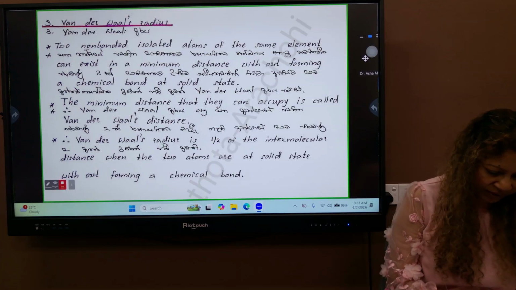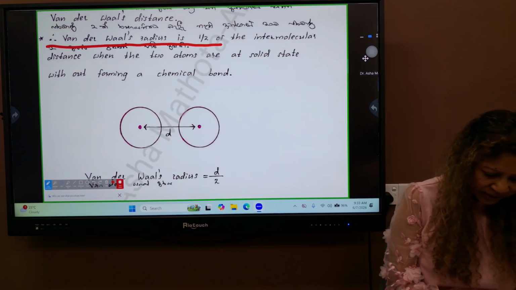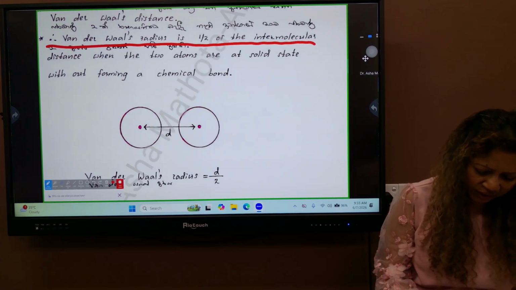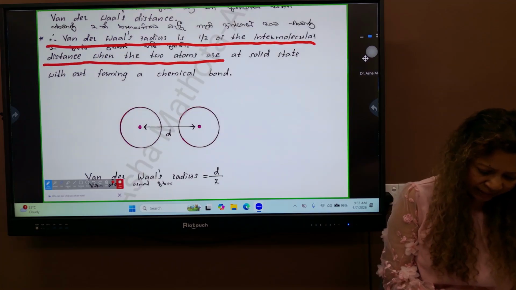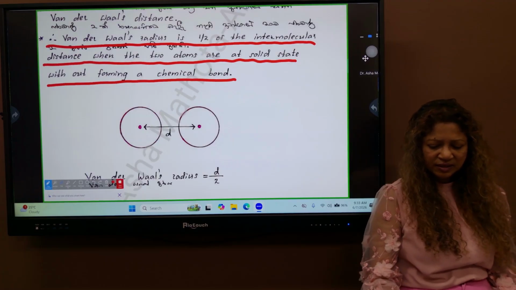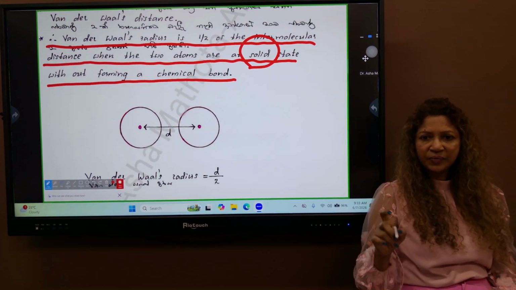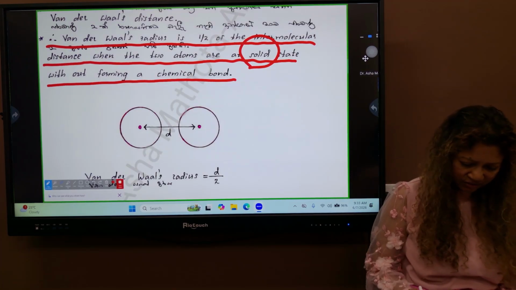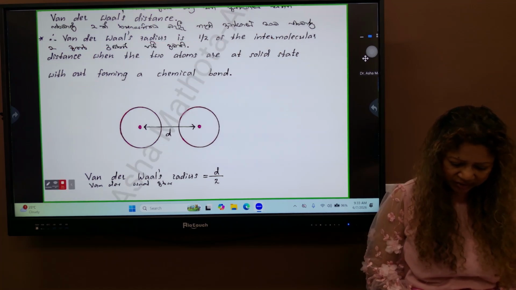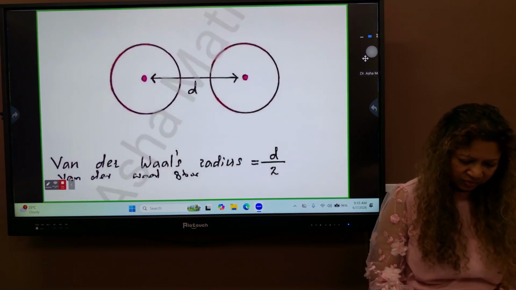Therefore, van der Waals radius is half of the intermolecular distance when the 2 atoms are at solid state without forming a chemical bond. Why do they say solid state? Because gases and liquids are continuously, randomly moving. Solids only stay still. Okay, so let's copy this part. Again, van der Waals radius is d divided by 2.